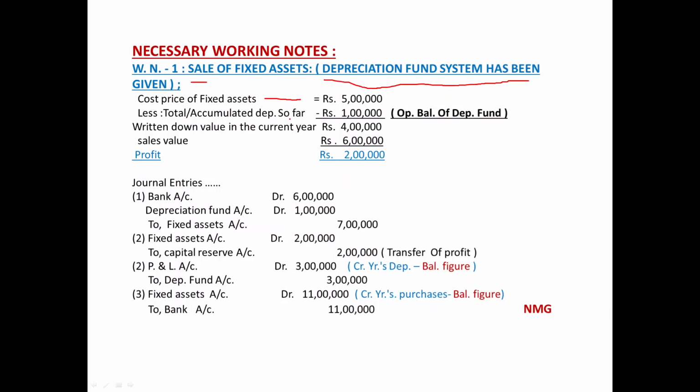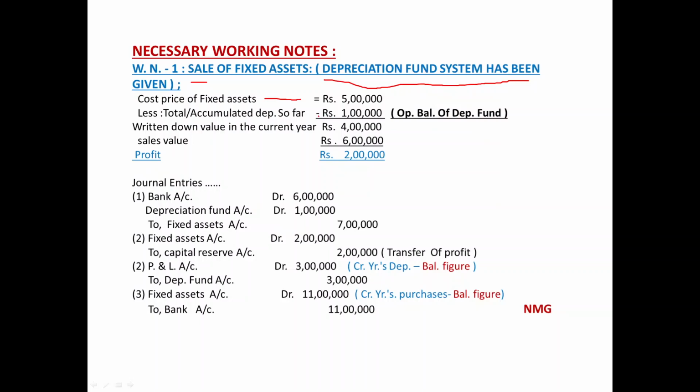So the total accumulated depreciation, whatever it is, would have been given in the form of the opening balance of the depreciation fund account. If you check the balance sheet, the opening balance of provision for depreciation is 1 lakh. You know, provision for depreciation is nothing but the third name of the depreciation fund system. First name depreciation fund system, second name accumulated depreciation balance, and the third name provision for depreciation. So opening balance 1 lakh.